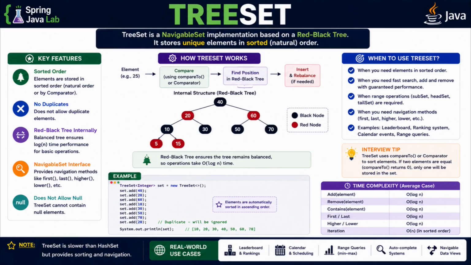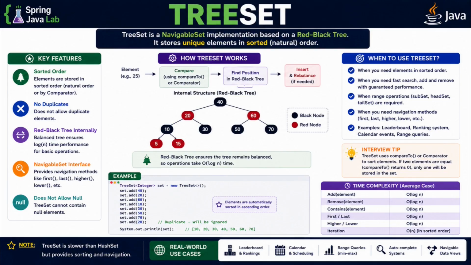For numbers, that's ascending order. For strings, it's alphabetical order. Or you can provide your own comparator for custom sorting. Since TreeSet keeps everything sorted, it performs a little more work internally. As a result, it's generally slower than HashSet. But in return, you get ordered data automatically.